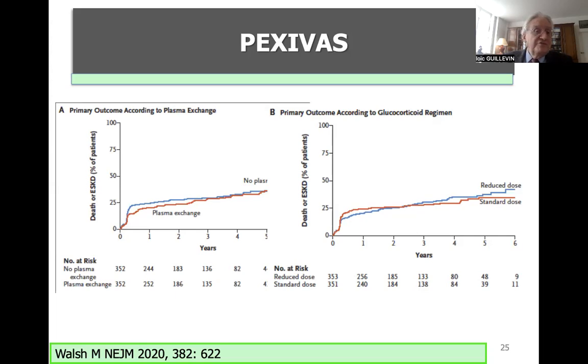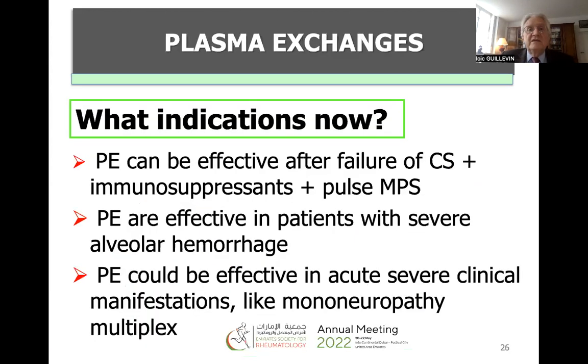But there is some residual indication for plasma exchanges. These residual indications are, in fact, the refractory patients, the very early patients, for instance, with an extensive neuropathy, and some fresh involvement of the kidney. It has been very well discussed in the comment by Falk, the editorial which was published together with this paper in the New England Journal of Medicine.